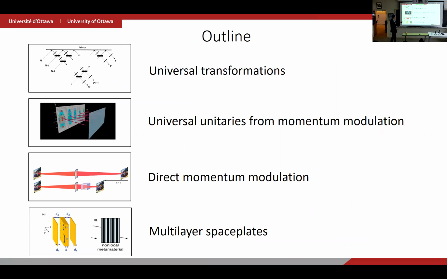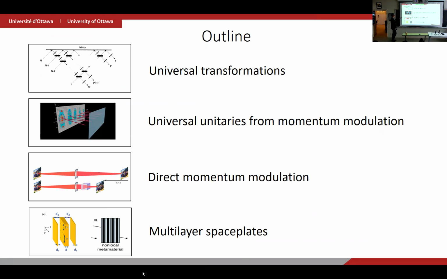Okay, so that's sort of the motivation for the talk. There's this missing thing. We can't make all transformations for light, including even that Bragg diffraction. We can't even just make a 2x2 transformation with spatial light modulators, even though they're really great.